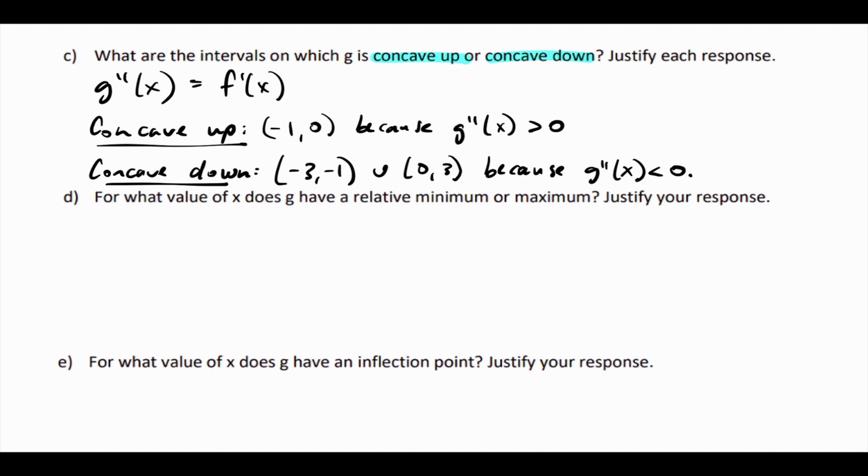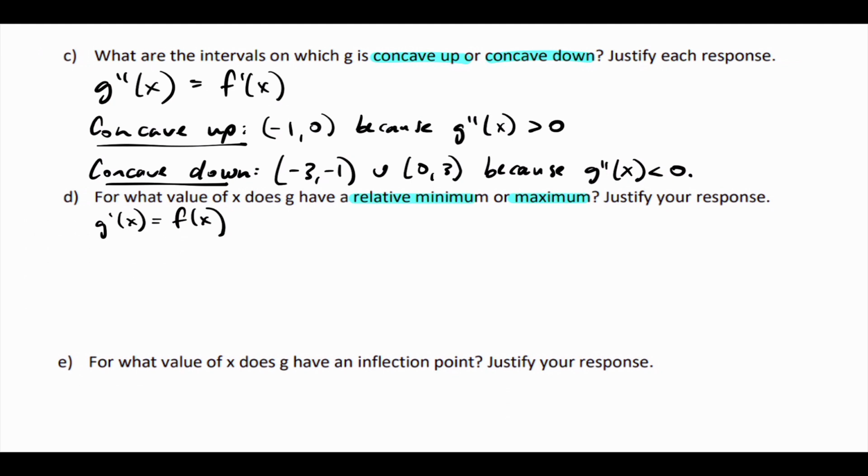Okay. So now, relative maximum, relative minimum. How do I know if something has a relative maximum or a relative minimum? What are the rules for that? Exactly. When the function changes sign, when its derivative changes signs, right? So when its derivative changes signs, we know we're going to have a relative maximum or a relative minimum, just depending on what we go from. So we're looking at G prime here, which is the same thing as F.